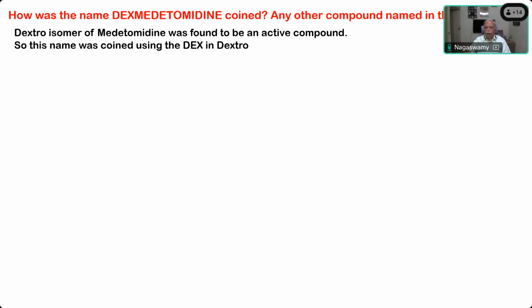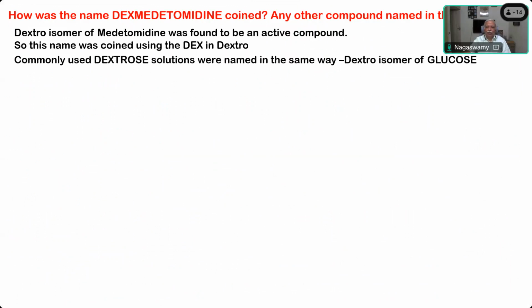Commonly levobupivacaine dextrose solution was named the same way. Dextroisomer of glucose is called dextrose. Okay.